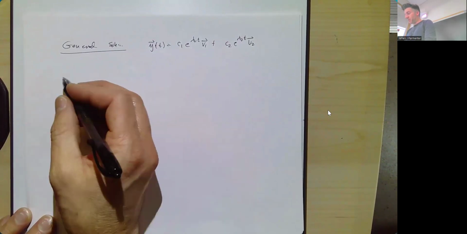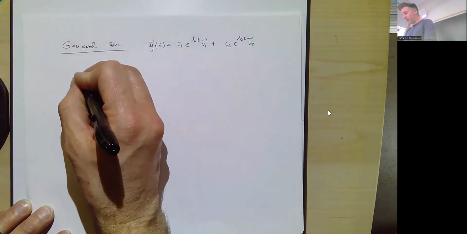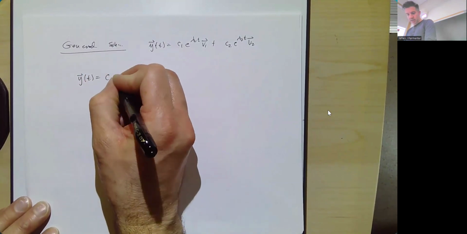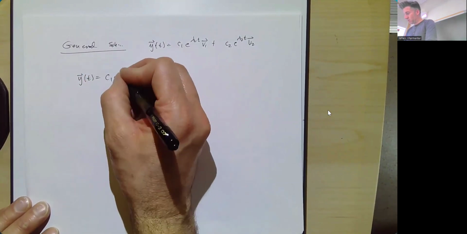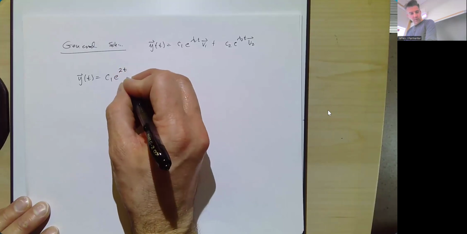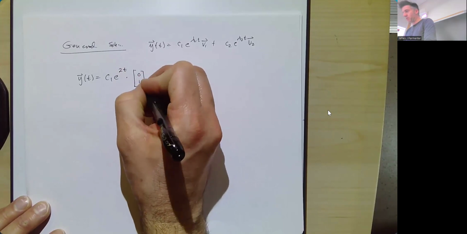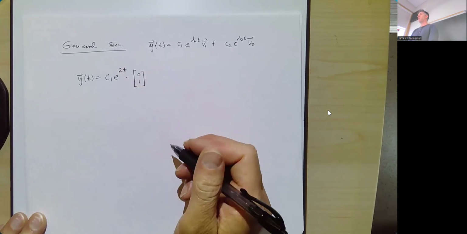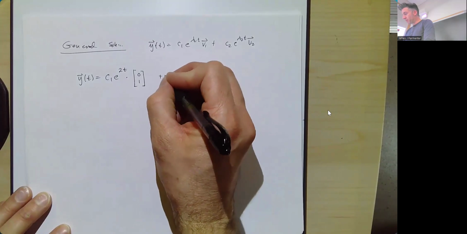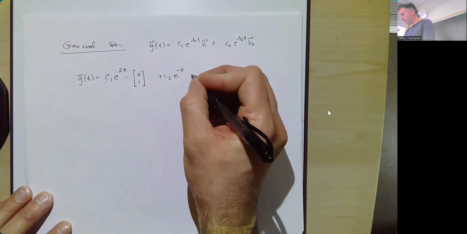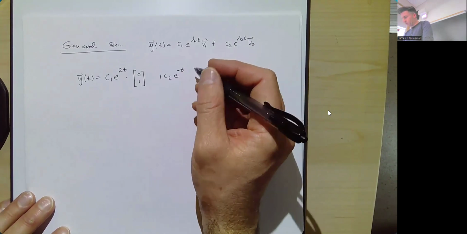All right, so subbing in what we know, we're going to have that y of t is equal to c1 e to the 2t, since I said lambda 1 was 2, times v1, which we ended up being 0, 1. Make sure you pair the correct vector with the correct value. Plus c2 e to the -t, since lambda 2 was -1, times our eigenvector, which was 3, -1.